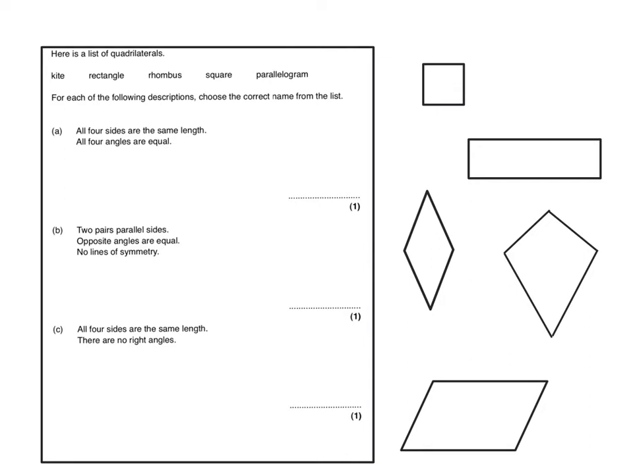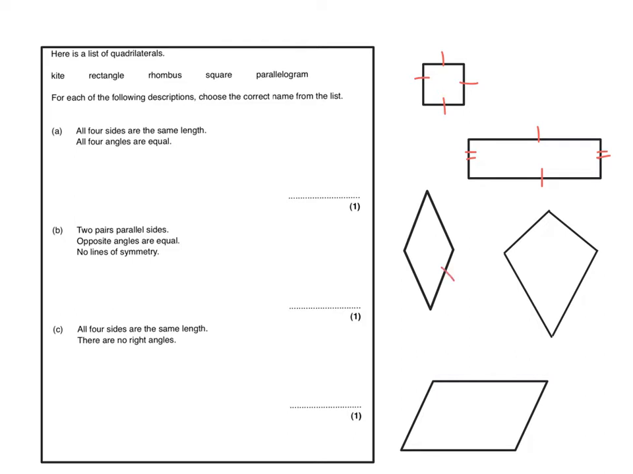So all four sides are the same length, all four angles are equal. So we're looking at sides and angles to start with. So let's just draw on this information. So a square, all sides are the same length, and the angles, let's just do sides to start with. So sides, rectangle has two sides the same there, and then two sides the same length here.